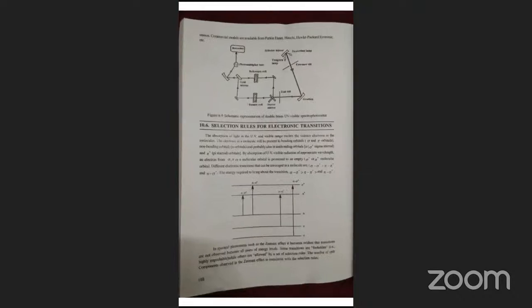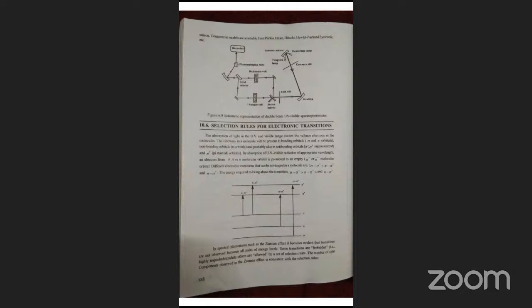Okay, so in the previous class, we discussed single beam and double beam spectroscopy. Today we are discussing the selection rules of electronic transitions. So what are the selection rules of electronic transitions?